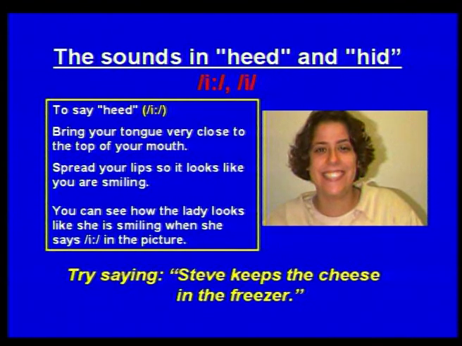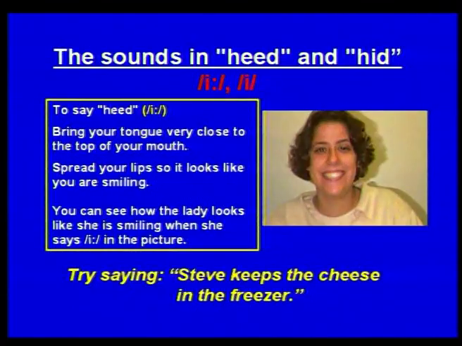Look at this distinction between the long and short e. Just bring your tongue very close to the top of your mouth, spread your lips, and it looks as if you're smiling. And there you go, you get these sounds right. Steve keeps the cheese in the freezer. Steve obviously has the short e, keeps, again the long e, cheese, again the long one, and freezer, again the long sound.